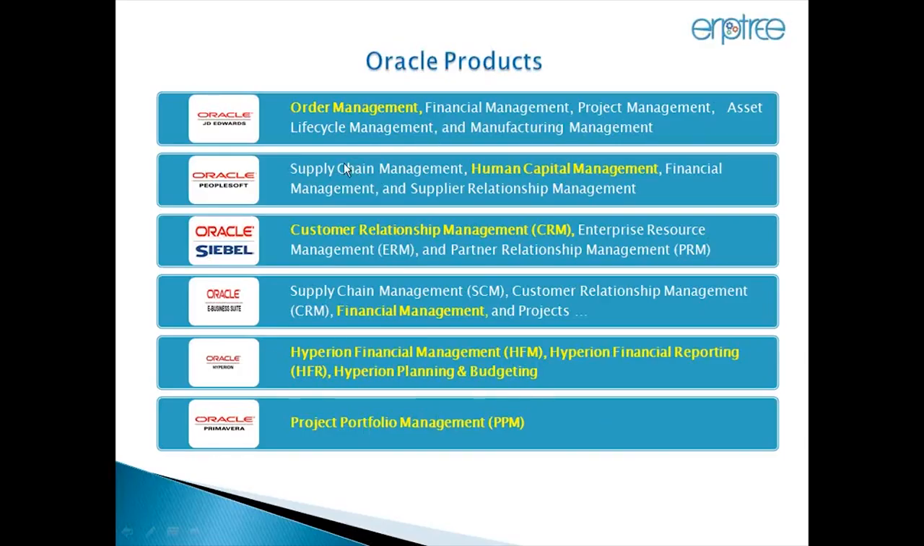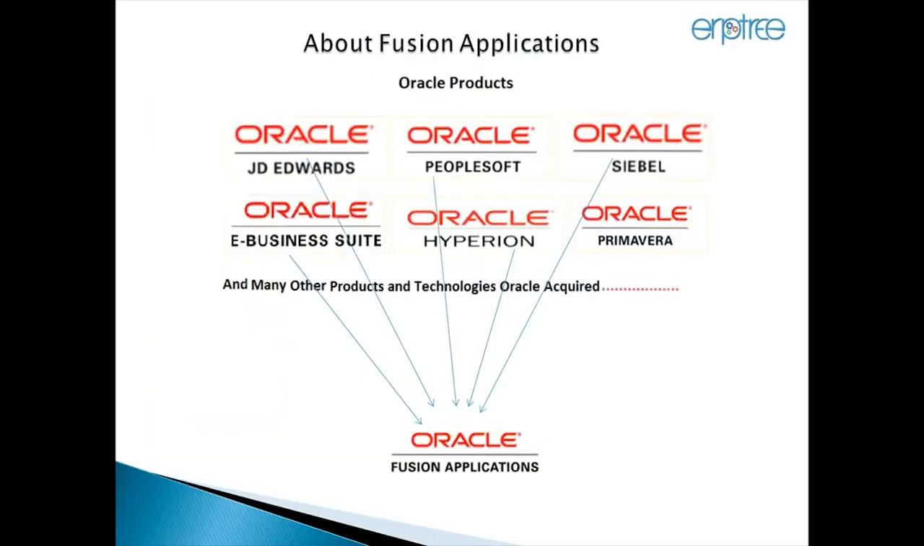Now, since Oracle has ownership of all these products, they take the best solutions and best practices from their own products. That means from PeopleSoft they took Human Capital Management, from Siebel they took the CRM solution, from Oracle EBS they took financial management, from Hyperion they took Hyperion Financial Reporting, Financial Management, and Planning and Budgeting, and from Primavera they took the Project Portfolio Management solution. By taking the different solutions and best practices from different ERP products already owned by Oracle, they built an application called Fusion Applications.